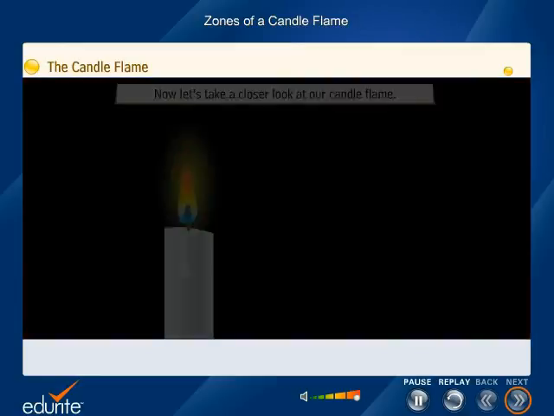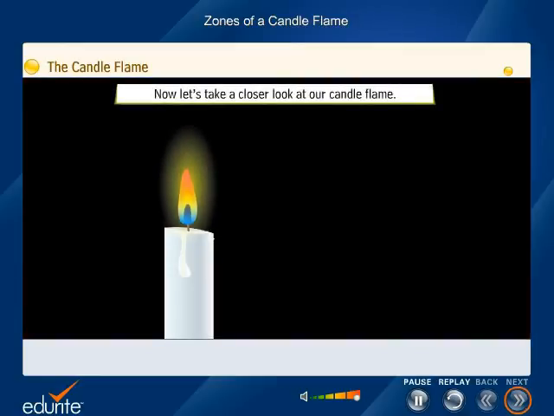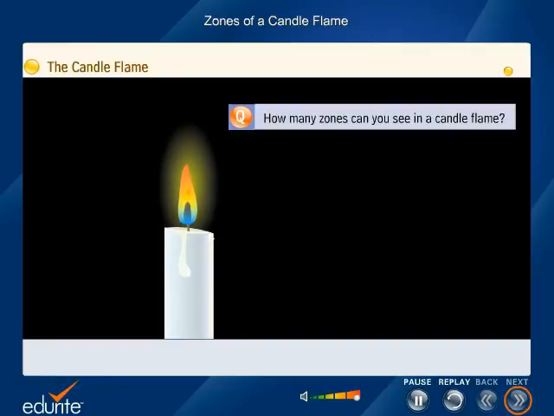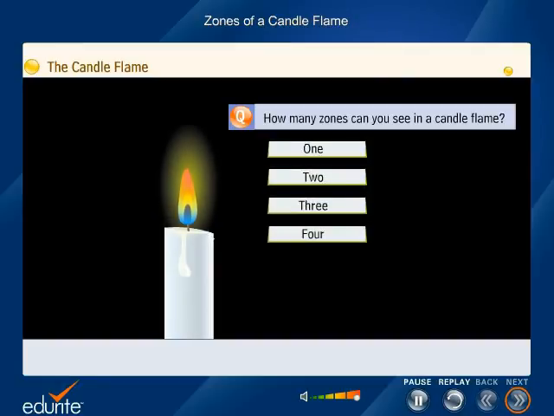Now let's take a closer look at our candle flame. Several zones can be observed. How many zones can you see in a candle flame? 1, 2, 3, 4, or 5?